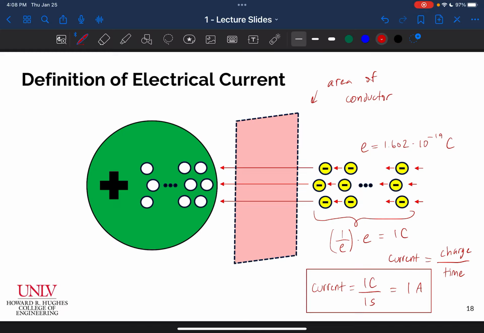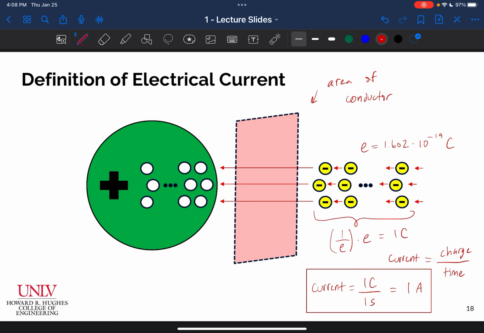What is 1 amp? This is a good picture of what 1 amp is. It's if we had 1 over e number of electrons crossing through some section of my wire in 1 second. And 1 over e is an enormous number. I mean, you can see that 10 to the minus 19 is the exponent there. 1 over that would be tremendous. So it would be billions and billions and billions. Billions is way too small. It's a tremendous number of electrons, and that's 1 amp of current.